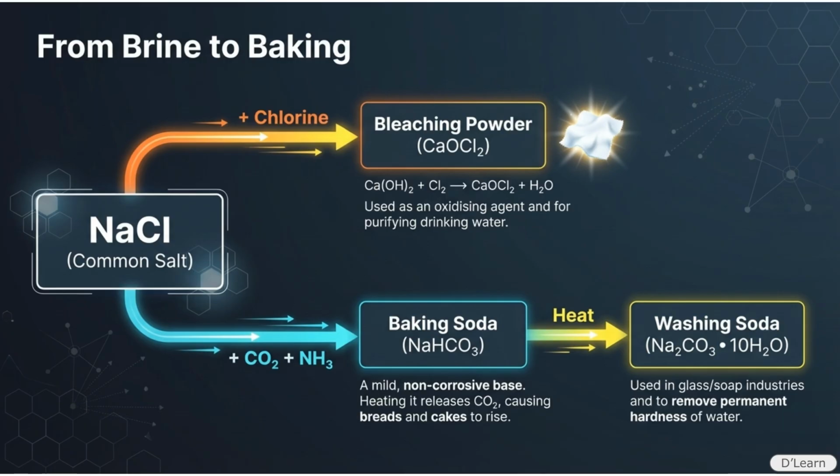Common salt, sodium chloride, is a precursor to several key chemicals. Adding chlorine yields bleaching powder. Reacting with carbon dioxide and ammonia produces baking soda, which is used to make washing soda.